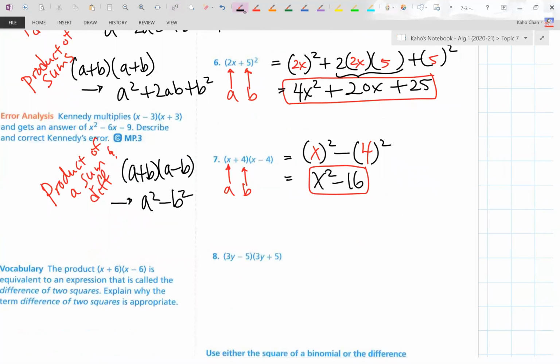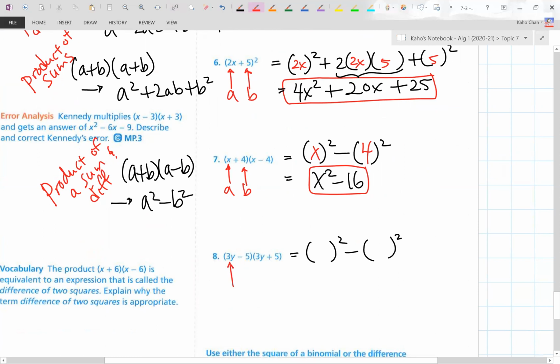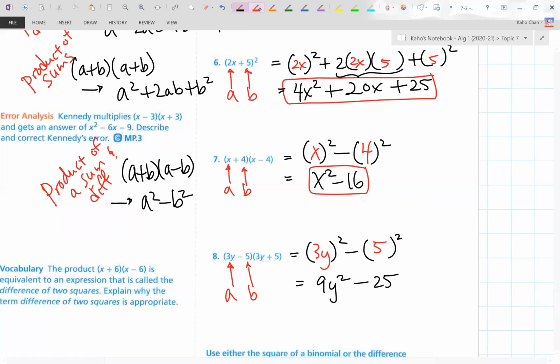Product of a sum and difference. So you see a minus and plus sign there. A squared minus B squared. A is 3y. And B is 5. Plug those in. And clean them up. 3y times 3y is 9y squared. And 5 squared is 25. That wasn't that bad. Come on.